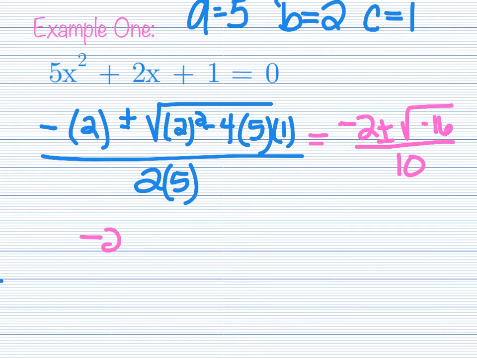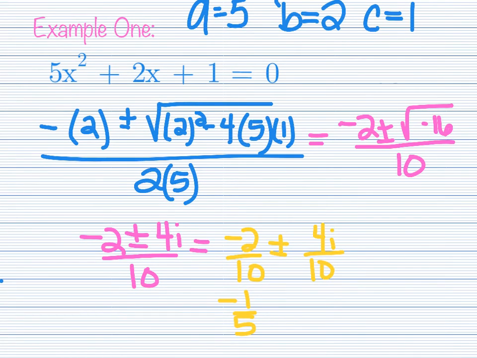We should know that the square root of negative 16 is 4i, all over 10. And so we'll break this apart. We could say negative 2 over 10, which reduces to negative 1/5, plus or minus 4i over 10, which reduces to 2i over 5. So here is our final answer.